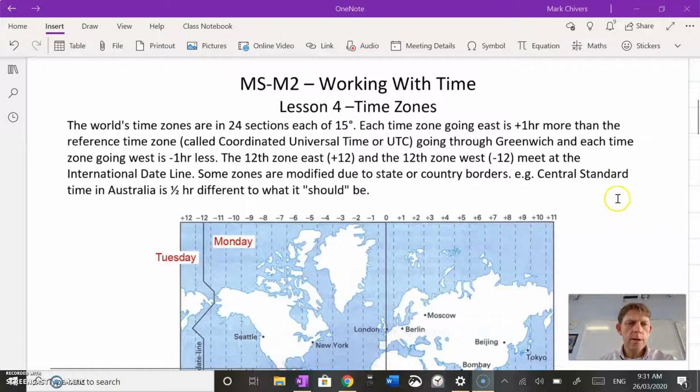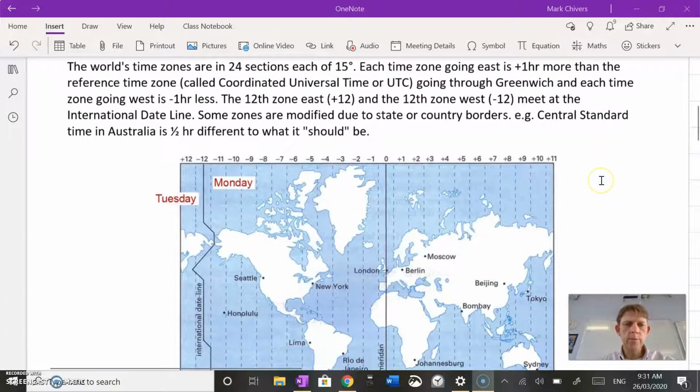So the world's time zones are in 24 sections, each of 15 degrees, and each time zone generally means an hour more or less. Each time zone going east is an hour more than the reference time zone, which is in Greenwich in England, and each time zone to the west is an hour less. And then once we get about 12 hours in front and 12 hours behind, we get to what's called the international date line. While it's the same time of day on either side of the international date line, it's different days. So if at the international date line right now it was 11 a.m. on one side, it'd be 12 p.m. on the other side, but it'd be 2 different days.